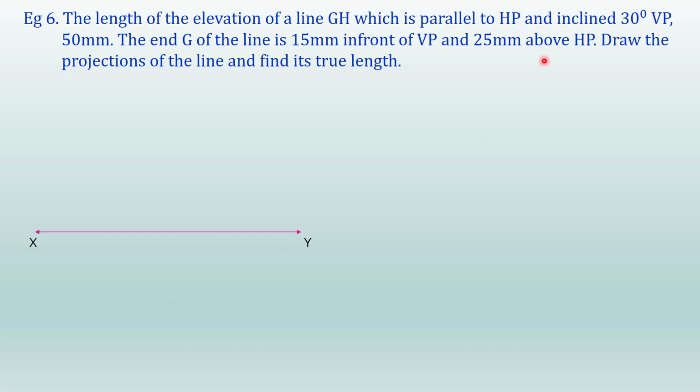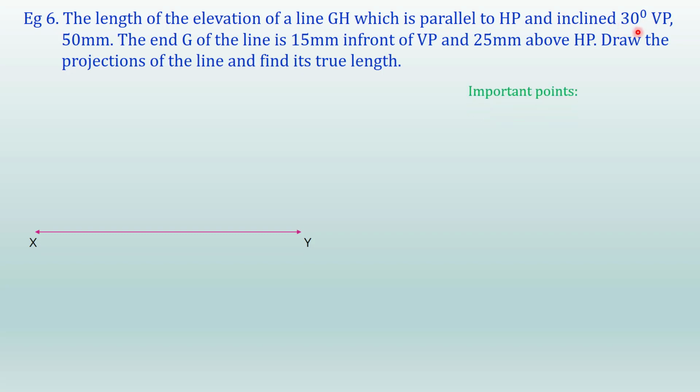And the line is inclined 30 degrees to VP. So if the line makes an angle of 30 degrees with VP, that angle will be obtained on the plan. When you look from the top, you will get that angle. So on plan, that means small g, small h, that line will make an angle of 30 degrees. Now, since the line is parallel to HP, small g, small h, that plan length will be true length. Since that length is equal to the original length, the angle made by GH with the XY line will be the true angle, and that will be equal to 30 degrees.